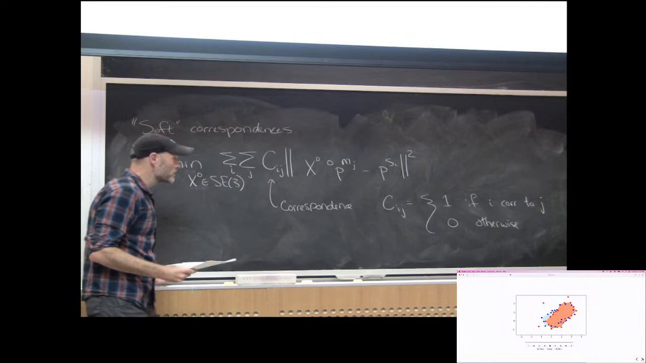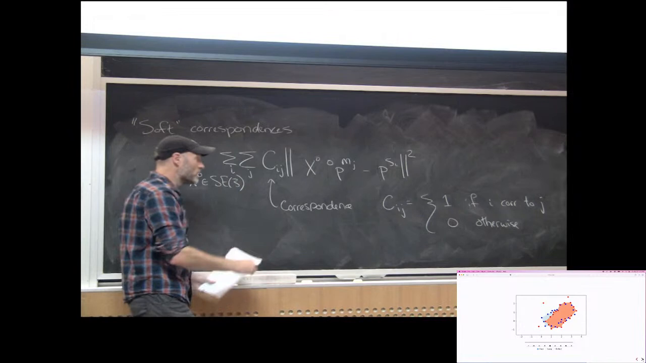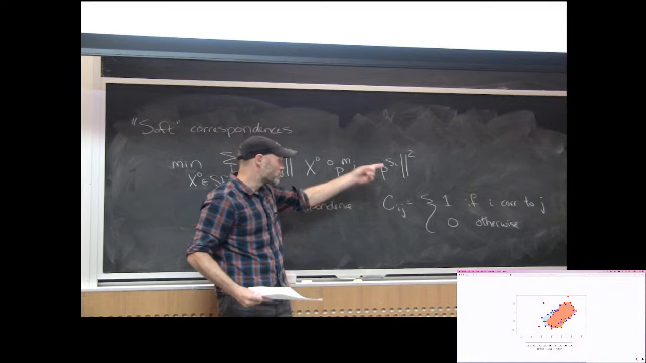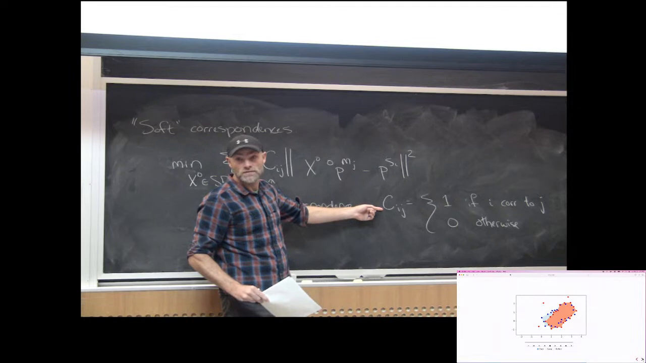Now, if I wanted to impose something like every scene point must correspond to some model point, or vice versa, I could put a constraint on the rows or columns of this. But let's not. Let's leave it as a slightly more general case. This could have a row that's all zeros. It could have a row that has multiple ones, if there are multiple correspondences. Is that clear?